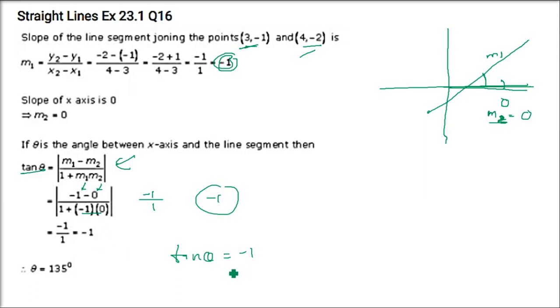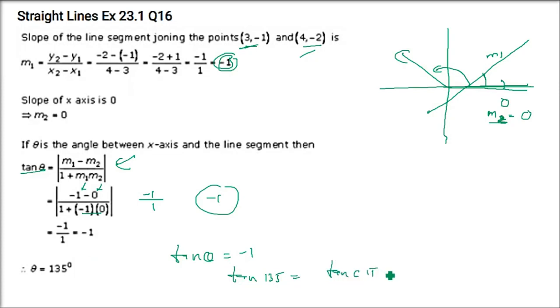That means theta has to be 135 degrees. So theta is 135 degrees. So tan theta equals minus 1. What does it mean? Minus 1, how does it come? See, tan theta, you are talking about negative. So tan theta has to be greater than pi by 2, greater than 90 degrees. So tan theta will only be negative when it is greater than 90 degrees.